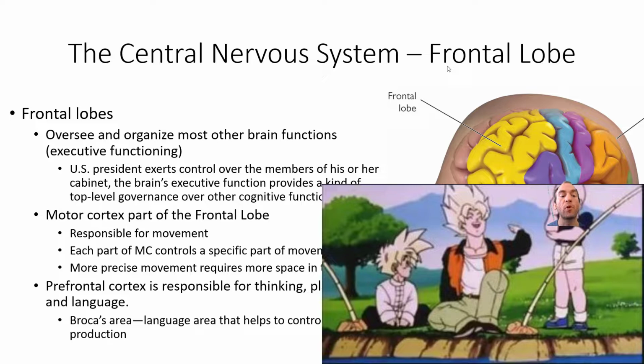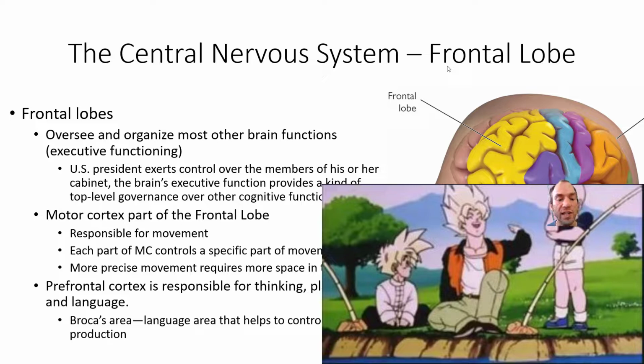Moving on to the motor cortex part of the frontal lobe. Within the frontal lobe, there's something called the motor cortex. It's responsible for movement, so motor movement, literally. Each part of the motor cortex controls a specific part of movement. More precise movements require more space in the brain.